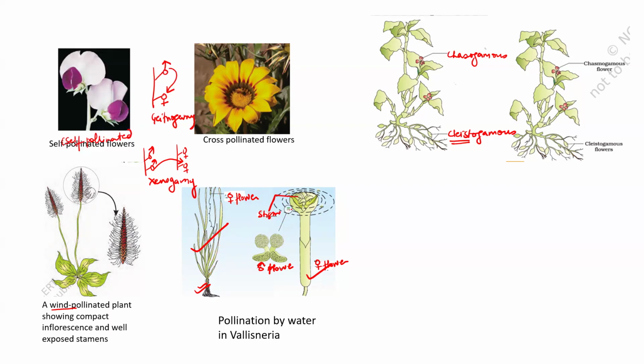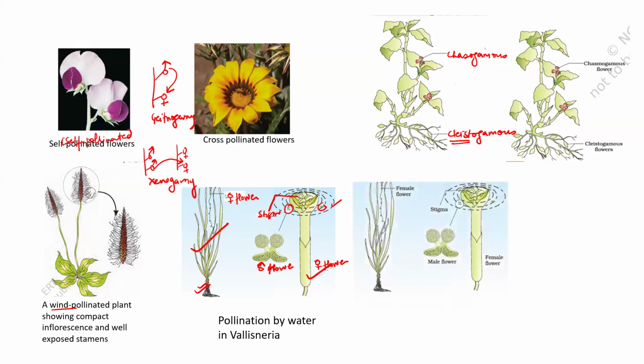And male flowers are coming in the circle of that area where the water is making a rail-like structure. This is water and these are the male flowers present. Okay. And the moment they come in contact with the stigma, pollination will be done. So Vallisneria is showing epihydrophily. Clear? This is the diagram. I hope this much topic is easy for you.